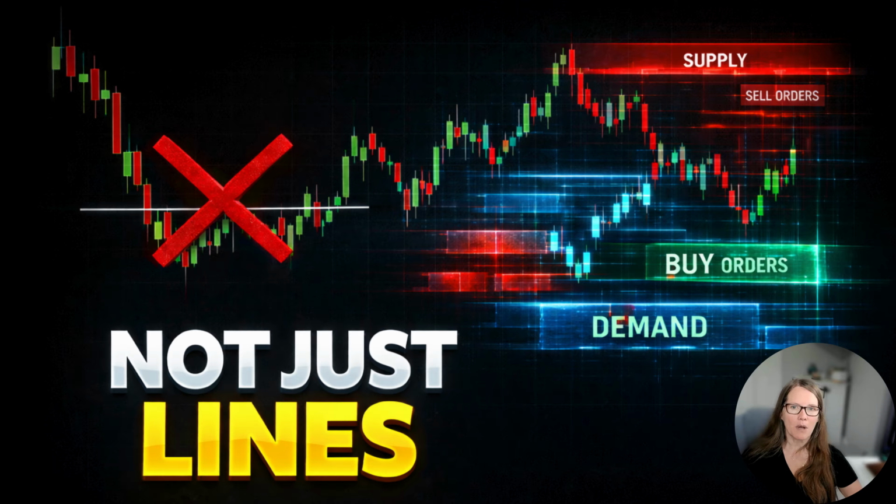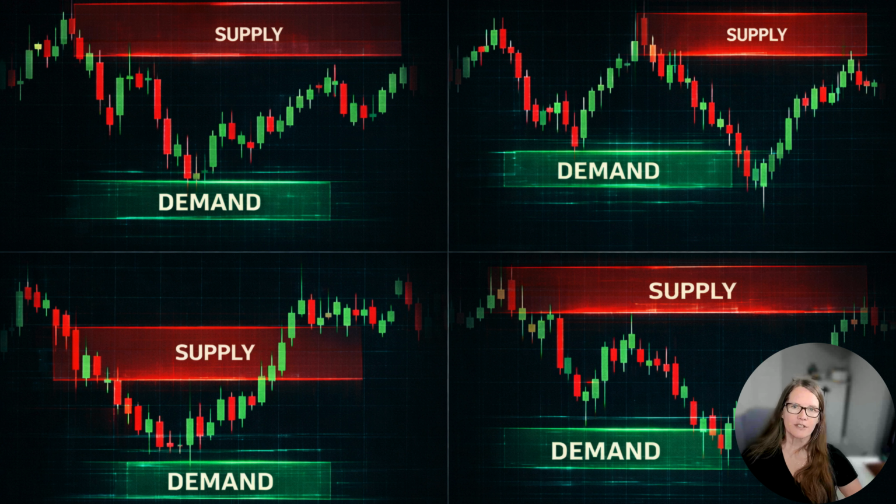You see, most traders think it's just about drawing lines on a chart and waiting for price to hit them. But if you treat these zones as just lines, you will get run over by the institutions. Context is king. And if you don't understand the behavioral psychology behind the order flow, you are truly trading blind. Today, we're going to dismantle the three biggest lies you've been told about supply and demand. We're moving beyond the basic buy support and sell resistance mentality that keeps retail traders like you and me trapped.